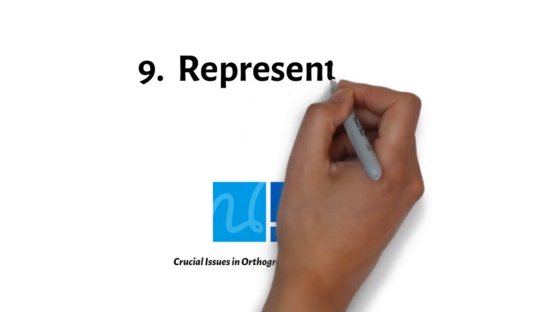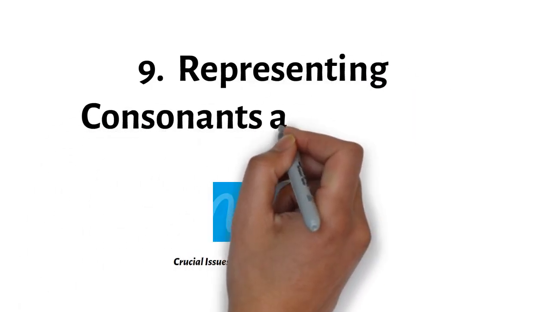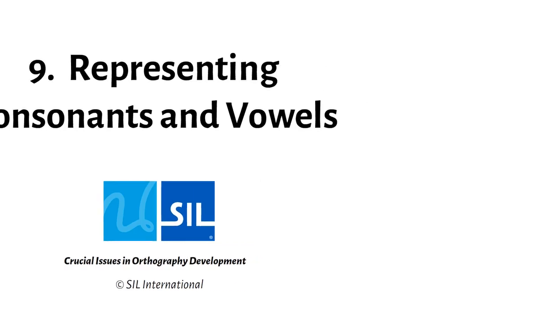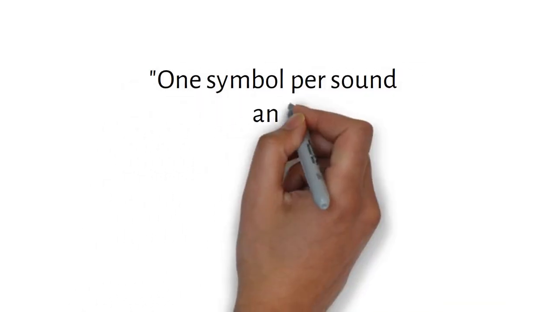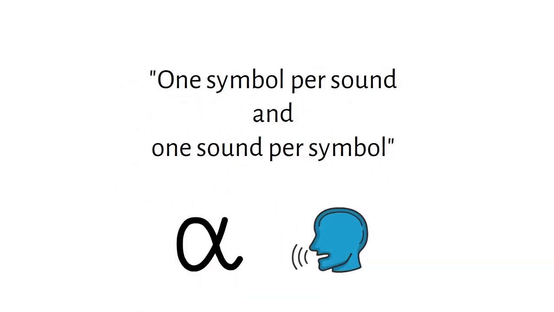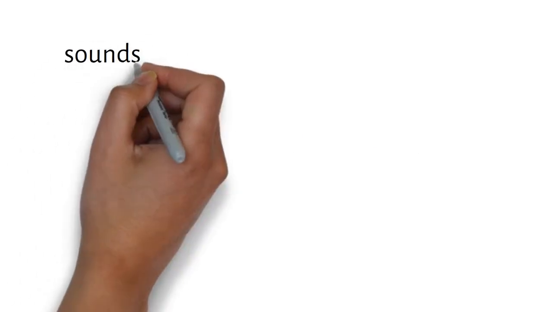Hello, and welcome to this video on representing consonants and vowels in orthographies. Often we talk of a good orthography as having one symbol per sound and one sound per symbol. But what do we actually mean by that?